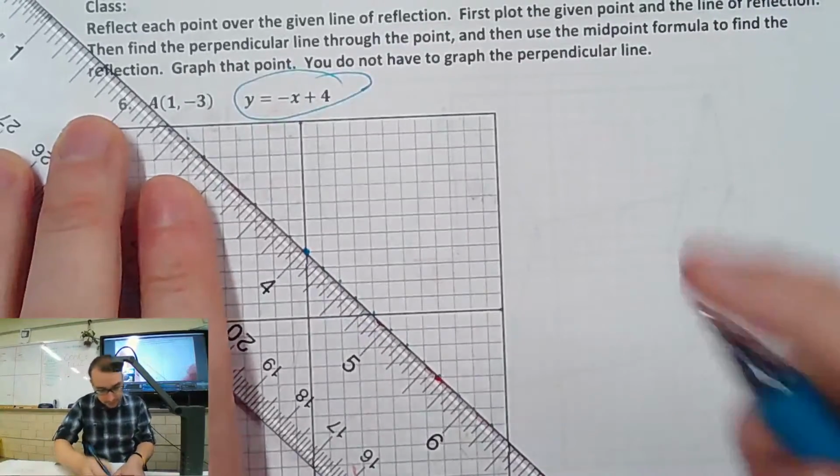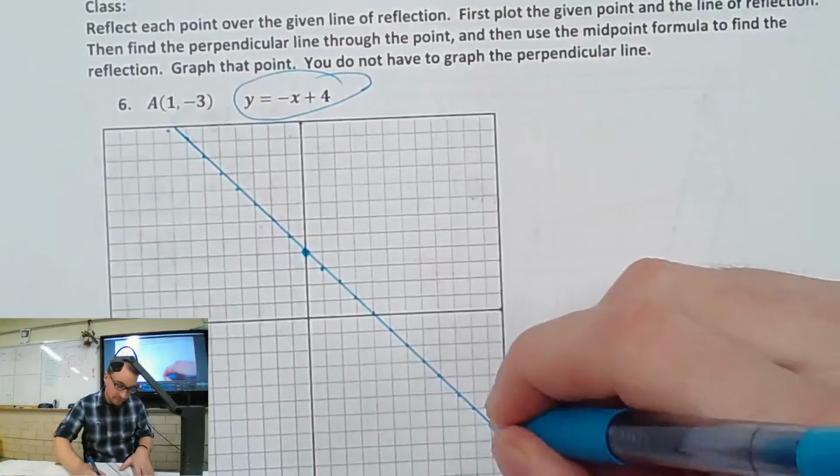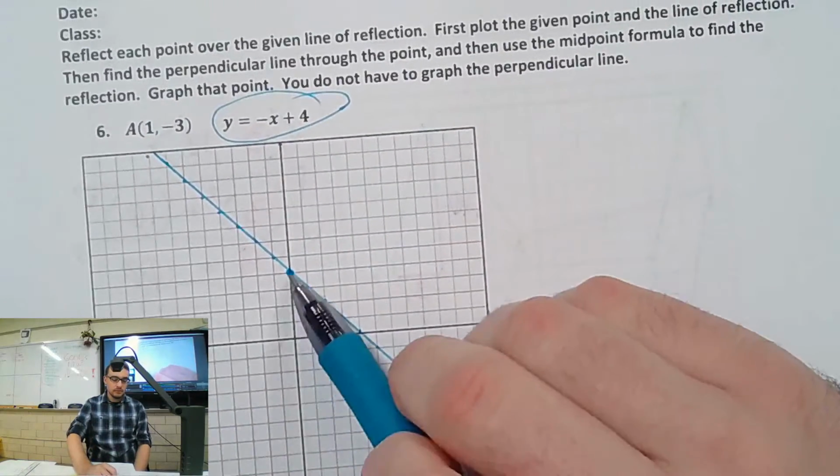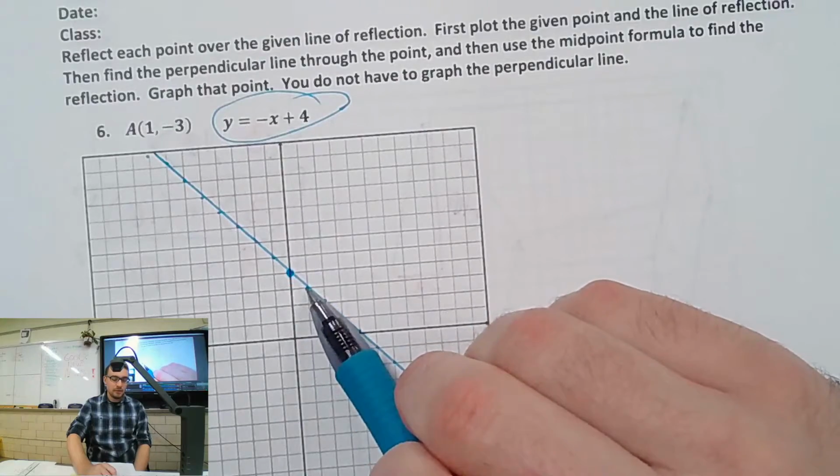Foreshadowing. Listen. There's the line of reflection. How do you feel about graphing the line of reflection? How'd you get to the next point? How'd you get the other point? I know you got that, but how'd you get it? Down 1 over 1 for our slope.